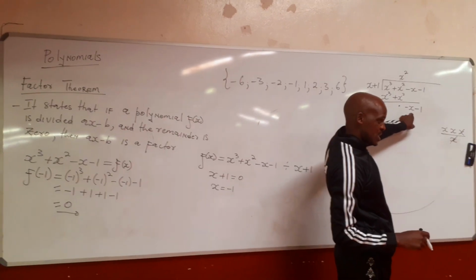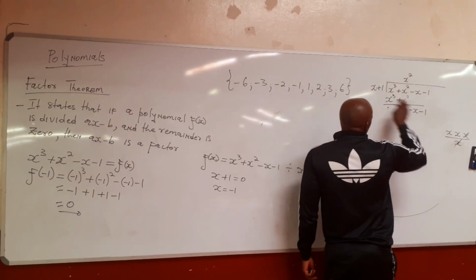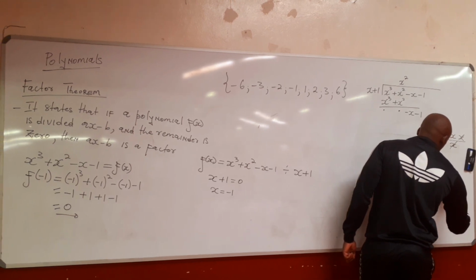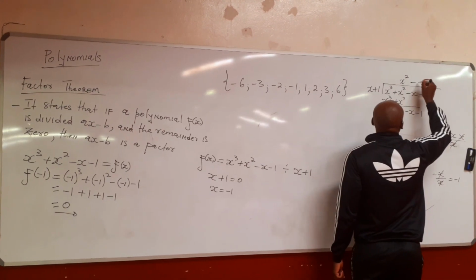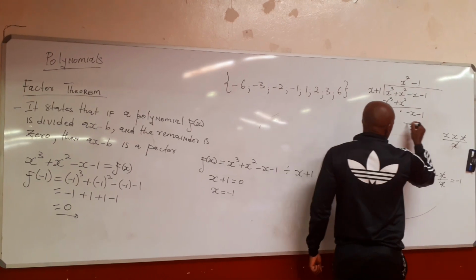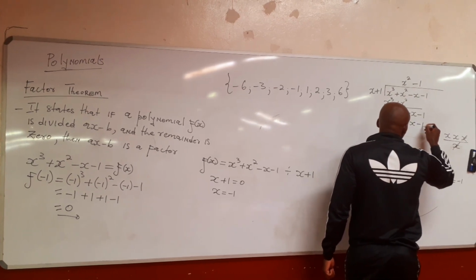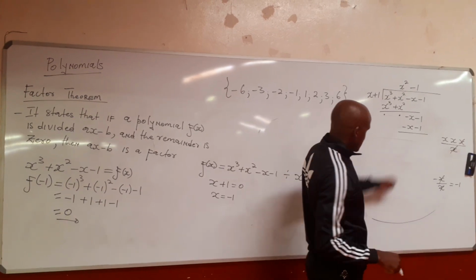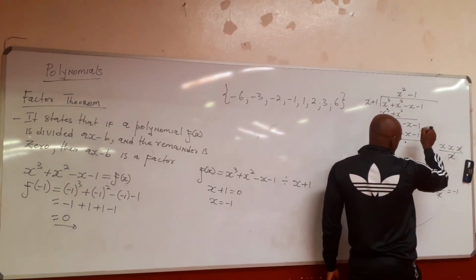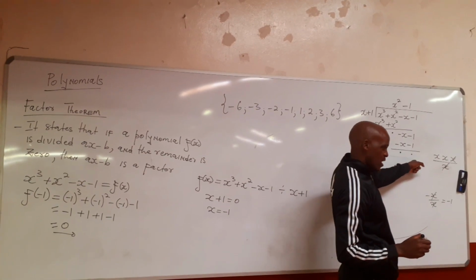Remember, we've got x here, therefore we continue dividing up until there is no x. Negative x divided by x, that would be -1. And then the next step we multiply. X times negative 1 is negative x. 1 times -1 is -1. And then we subtract. Minus x minus -x, that would be 0. Minus 1 minus -1, that would be 0. There is no x, there is no remainder, our remainder is 0.